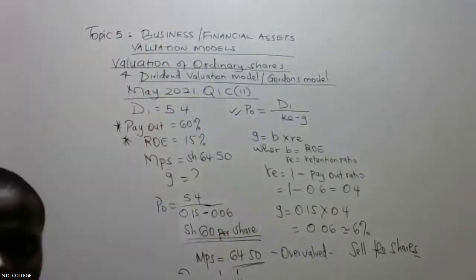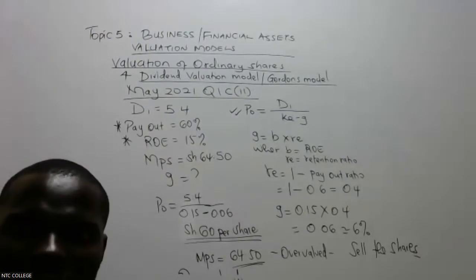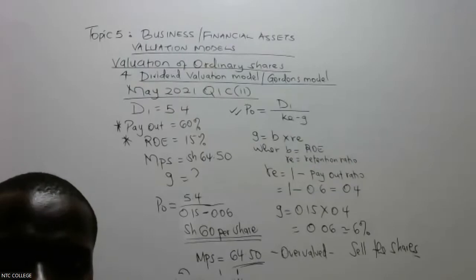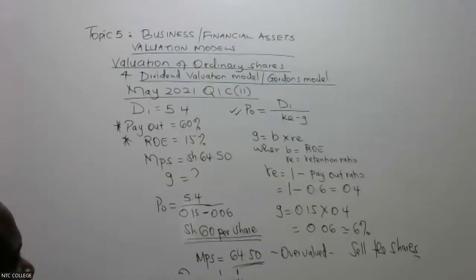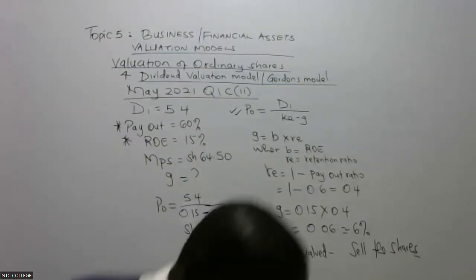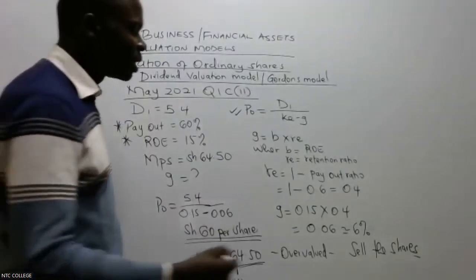Unmute yourself. Okay, according to the statement, retained earnings equal to 1 minus payout ratio. Is 1 constant? Yes, 1 is a constant. This is what it means.